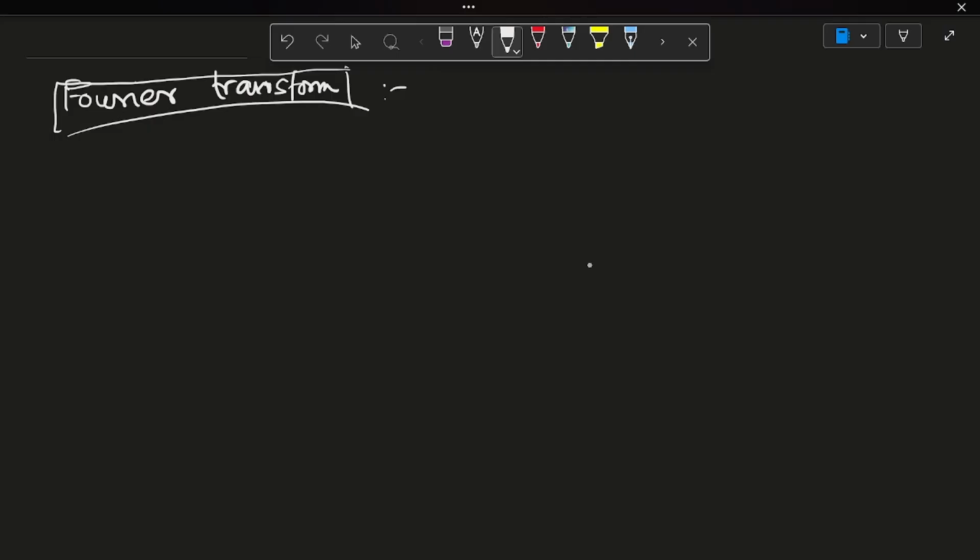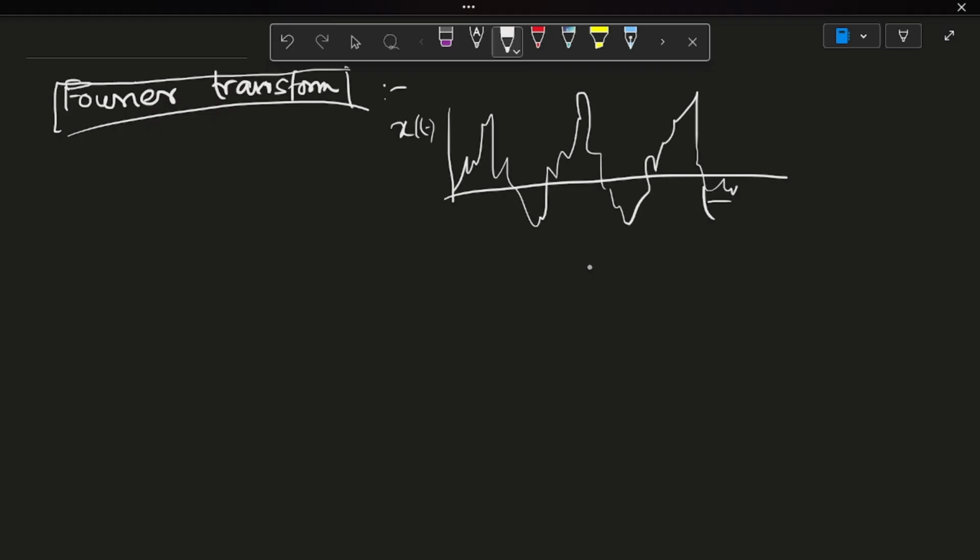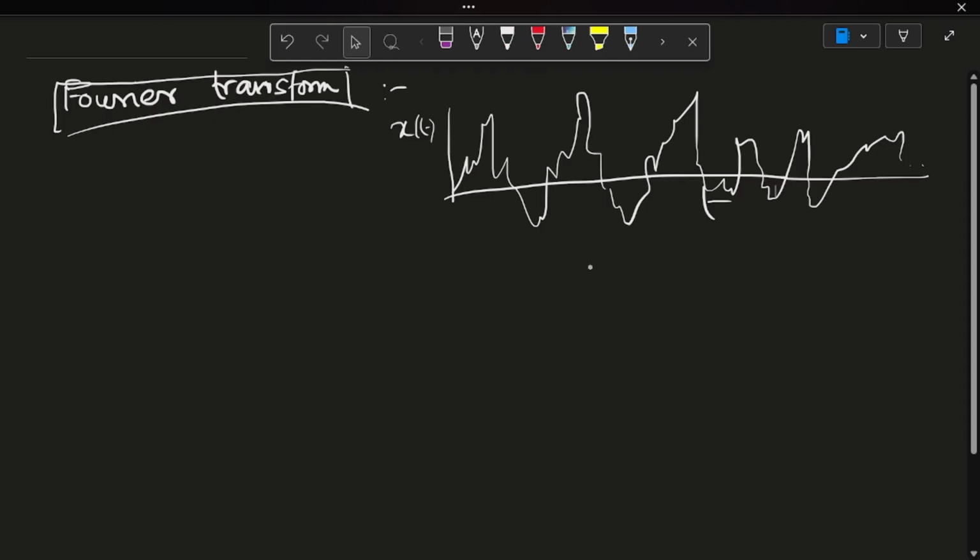Okay, so what is a Fourier transform? You can think of it this way. Suppose you have displacement data with time. This is displacement, this is time. You have this kind of data. Suppose this is the graph you are getting from the seismograph. Maybe you try to locate if there is an earthquake happening or not. So you are getting the data with time.